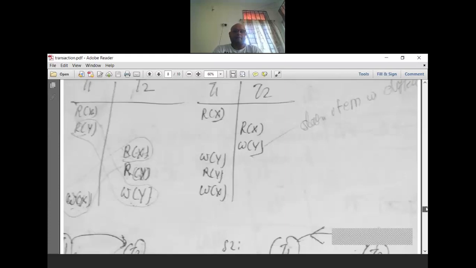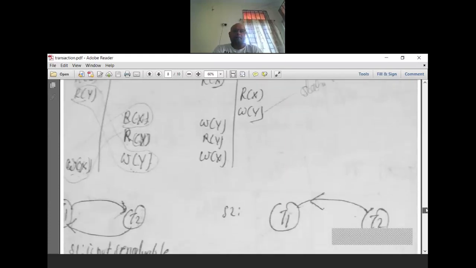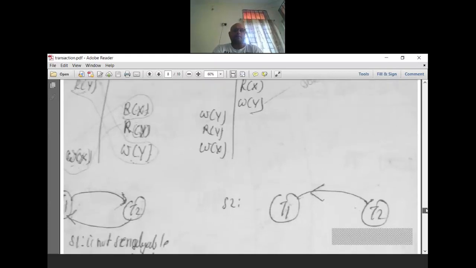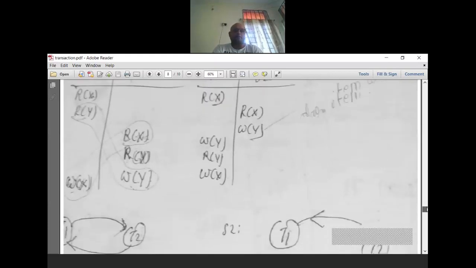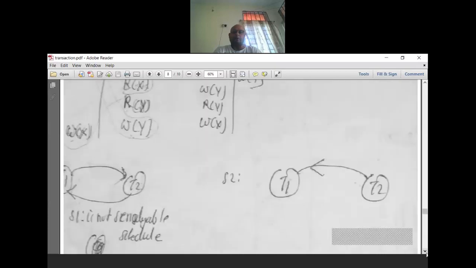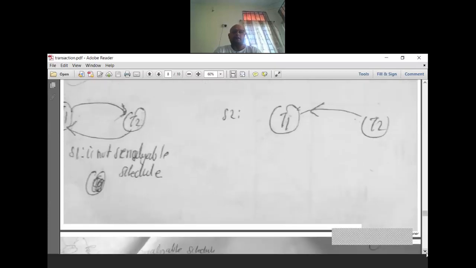And now again I will create the precedence graph. So I will create the graph for this. From T1 to T2 there is a conflict. From T2 to T1 there is a conflict. So this creates a cycle. So directly I can say this schedule cannot have an equivalent conflict serializable schedule. It is not conflict serializable by looking at it itself.